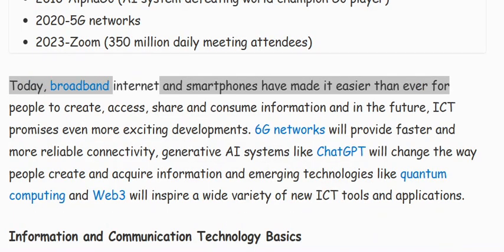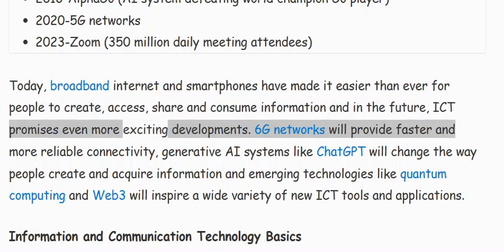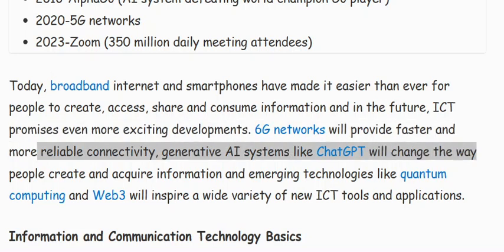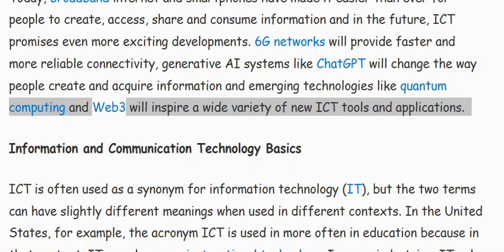Today, broadband internet and smartphones have made it easier than ever for people to create, access, share and consume information, and in the future, ICT promises even more exciting developments. 6G networks will provide faster and more reliable connectivity. Generative AI systems like ChatGPT will change the way people create and acquire information, and emerging technologies like quantum computing and Web3 will inspire a wide variety of new ICT tools and applications.